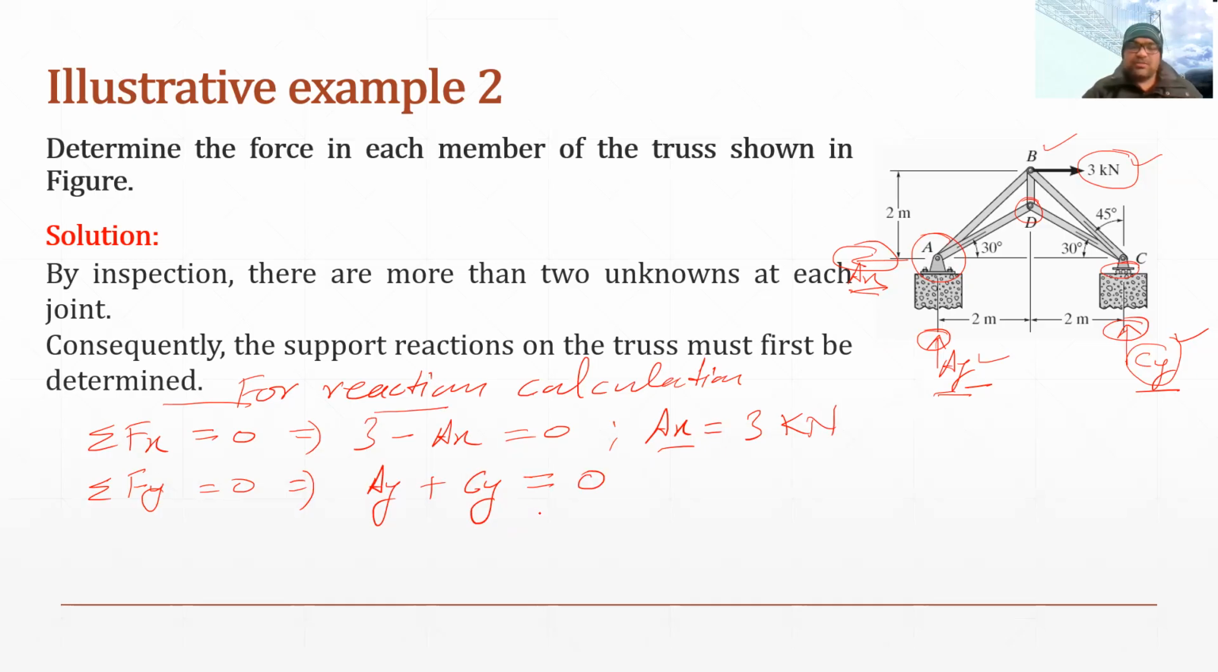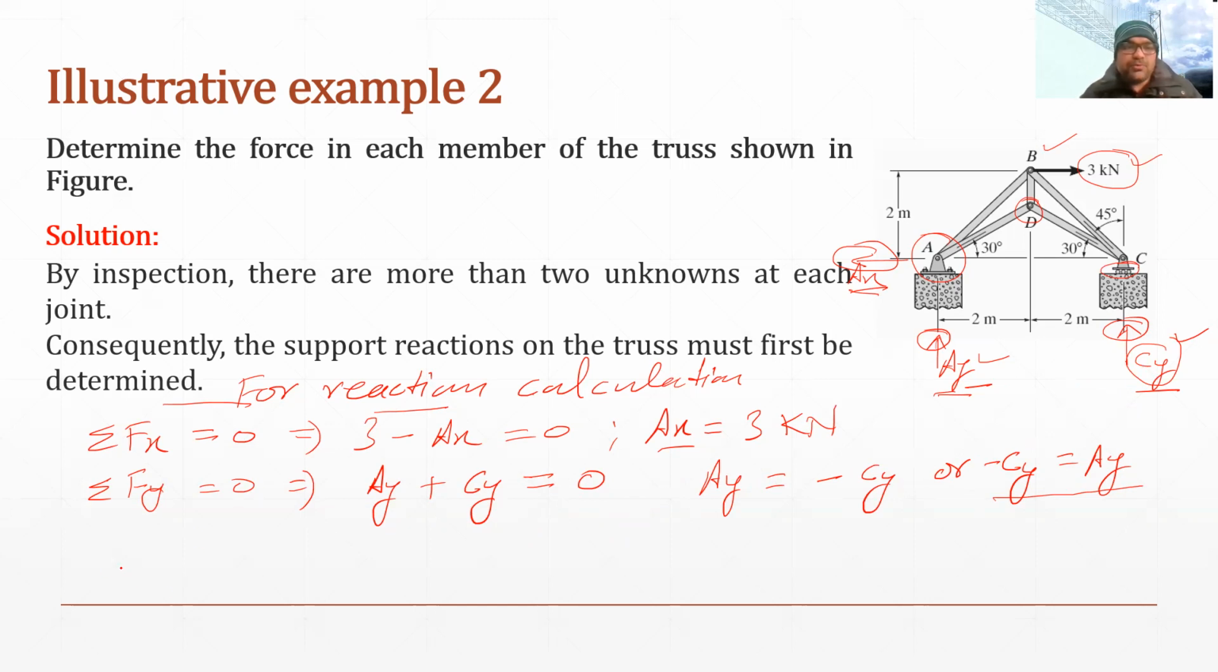Now with this equation, we can't find AY and CY. But we can see that if both values AY and CY are positive, then AY will be equal to minus CY. What does it mean? It means one of the reactions is downward. In these two reactions, one is downward and one is upward. But right now we don't know which one is upward and which one is downward.